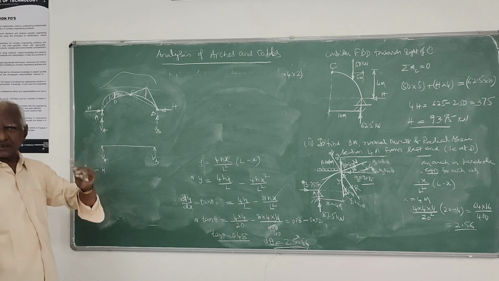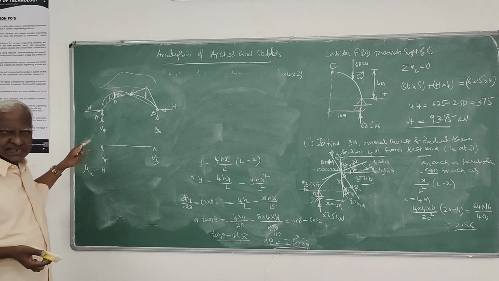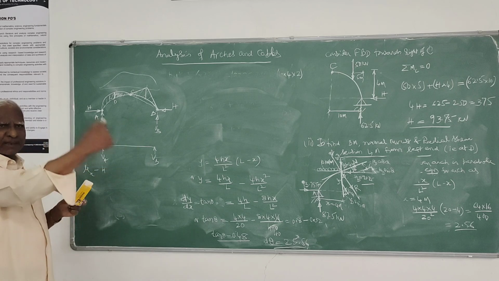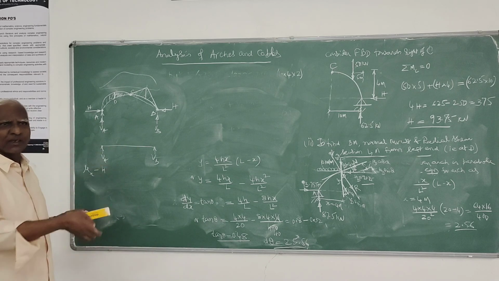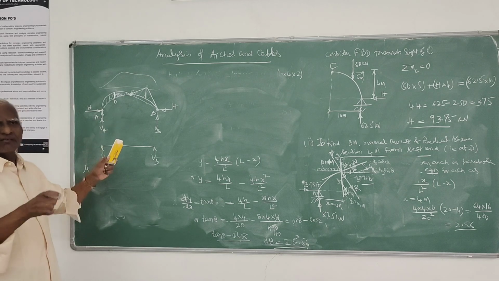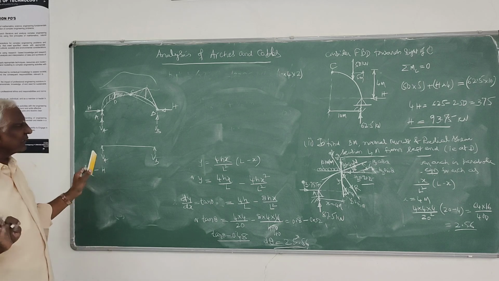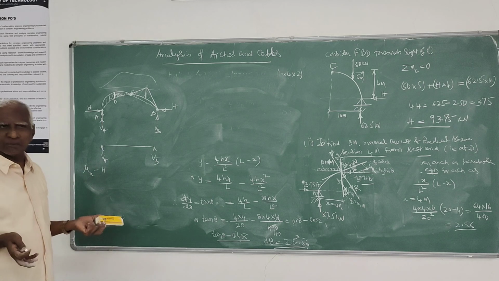In arches, bending moment is negligible, but it is subjected to axial thrust, and that requires a cross-section area to resist that axial force. P by A should not be more than the allowable permissible stress, which you have to satisfy. Other than that, this is a simple structure.